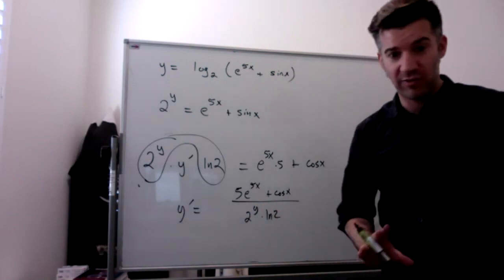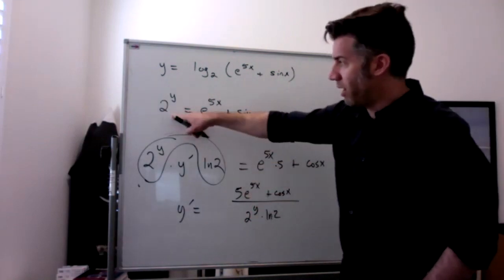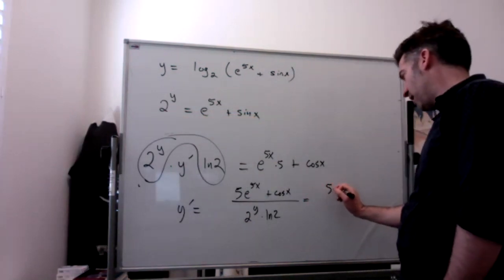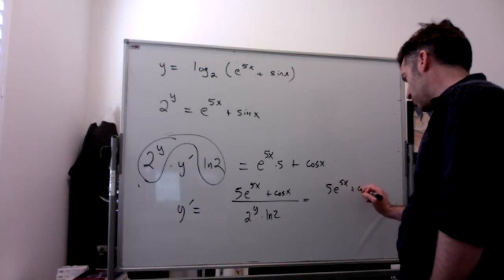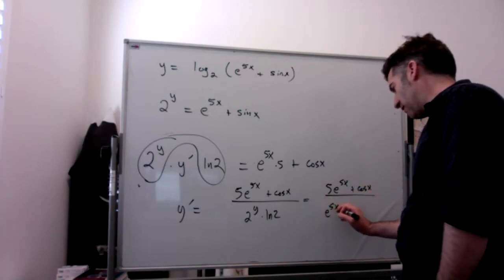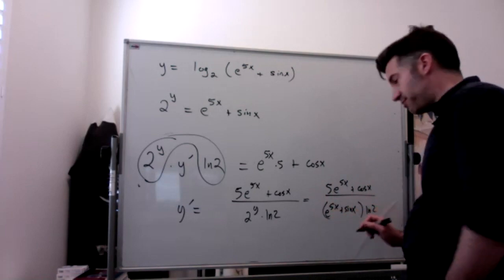Okay, but now here's where we do that tricky thing again. We're like, hey, wait, we know what 2 to the y is. 2 to the y is e to the 5x plus sine of x. So look, we exactly get 5e to the 5x plus cosine x over e to the 5x plus sine of x times the natural log of 2.